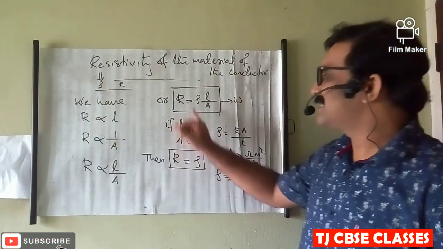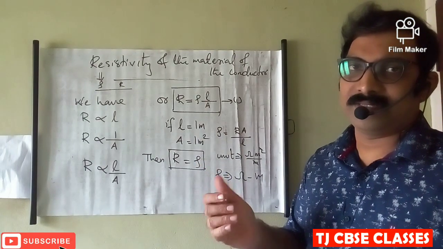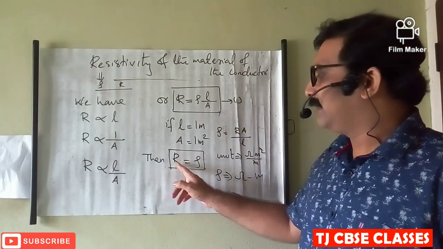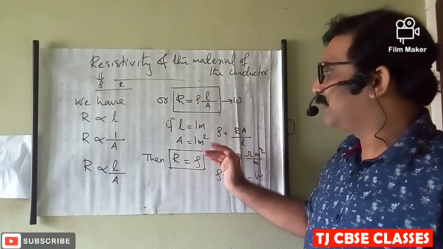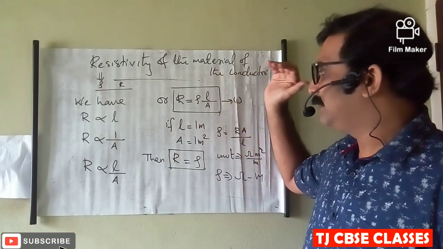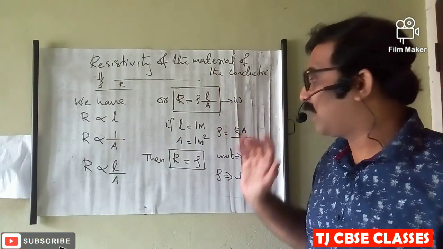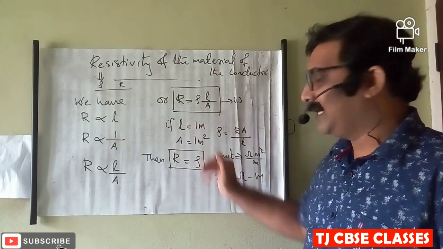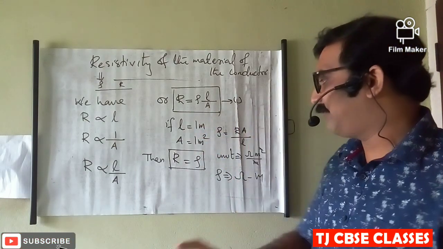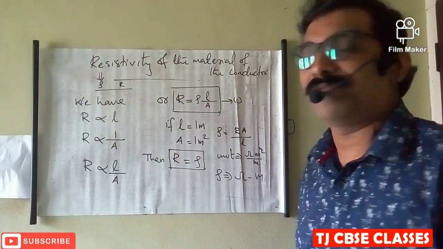Okay. Then resistivity, actually, is a standard value of resistance. For resistivity, two conditions are there. Length should be 1 unit and the area of cross section is 1 square unit. At that condition, the resistance that the conductor has is known as the resistivity of the material of the wire.